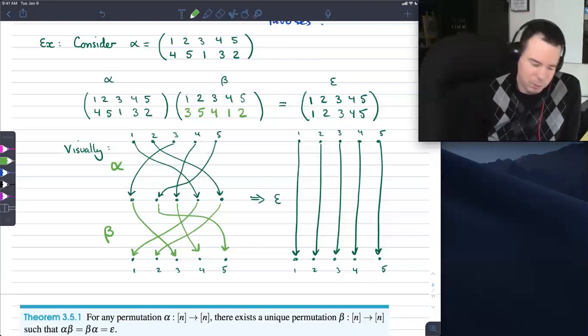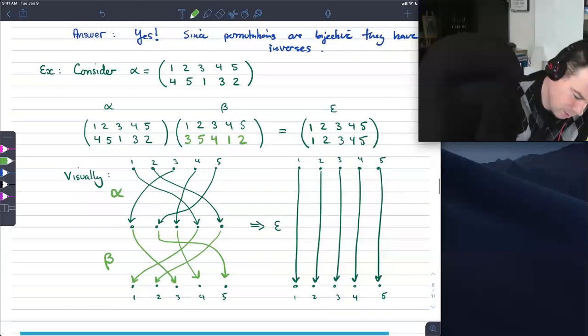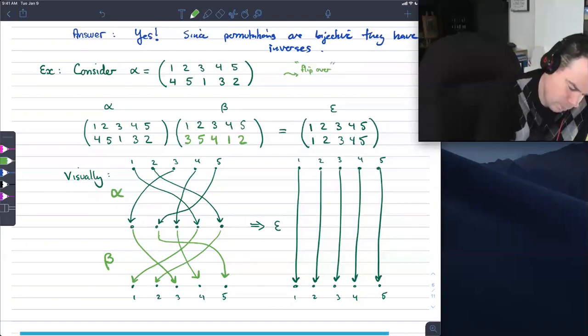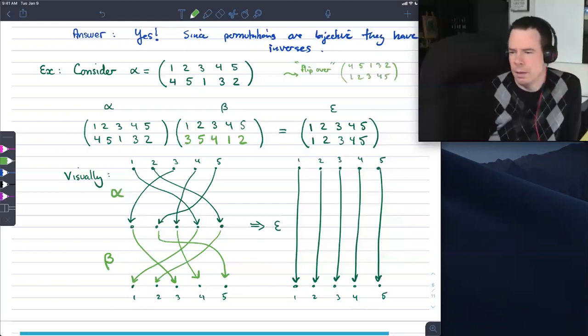All we have to do is, let's just look at this. What I will do is I will flip it over. I will flip alpha over. And when I flip alpha over, 1, 2, 3, 4, 5, then, so just flip it over, and that is beta.